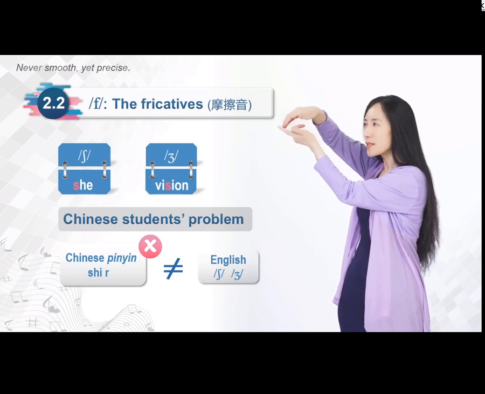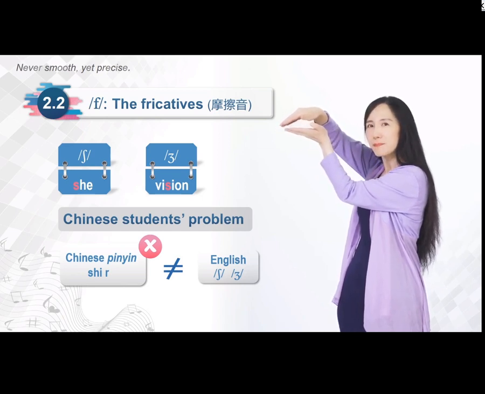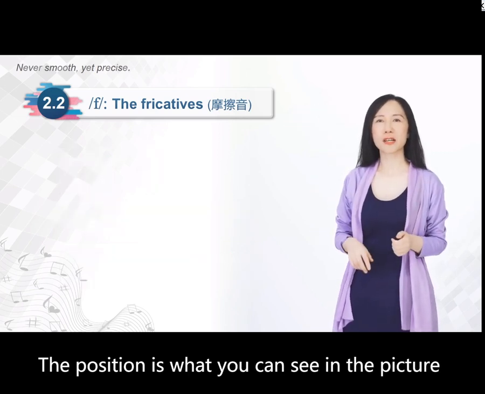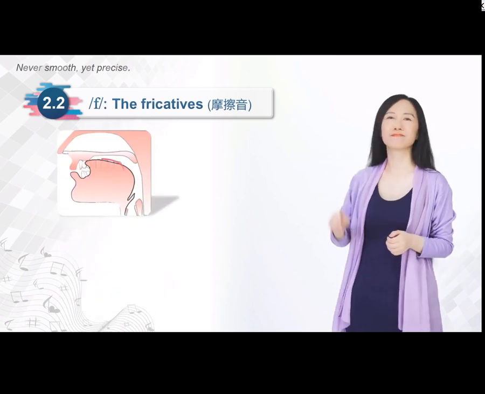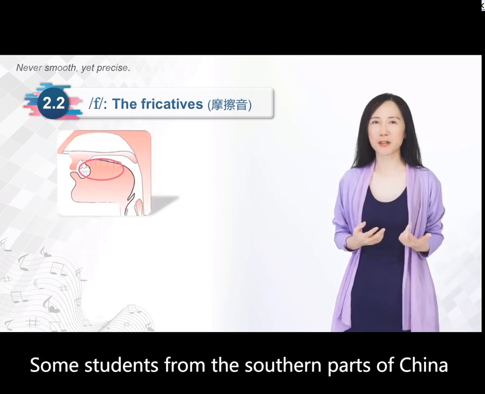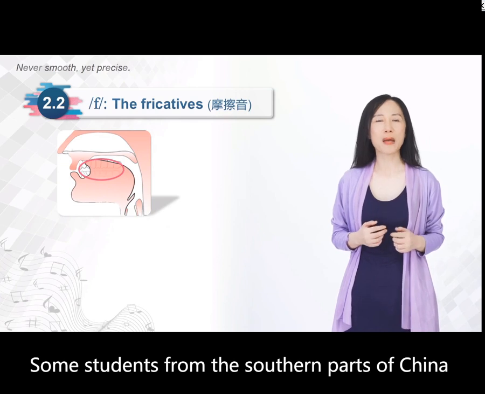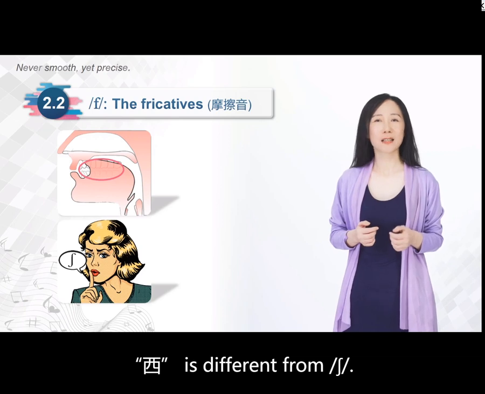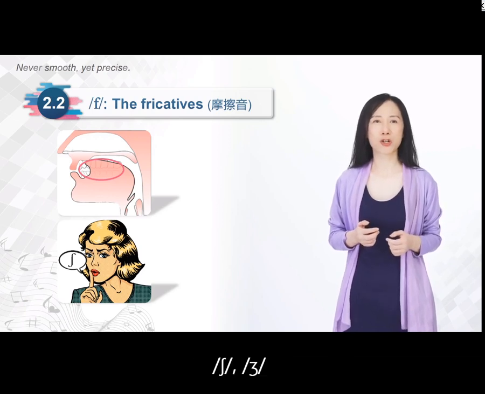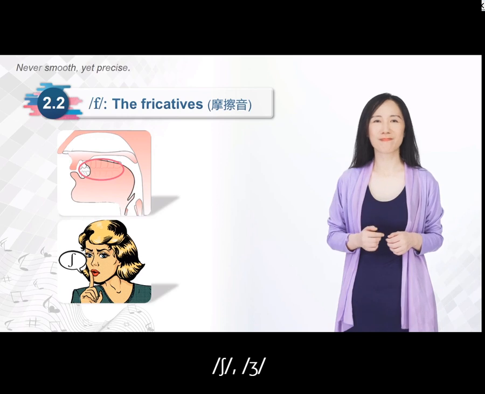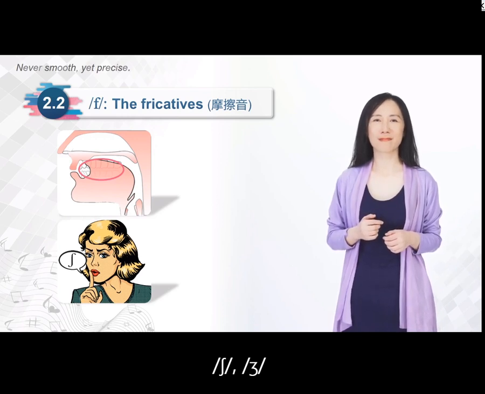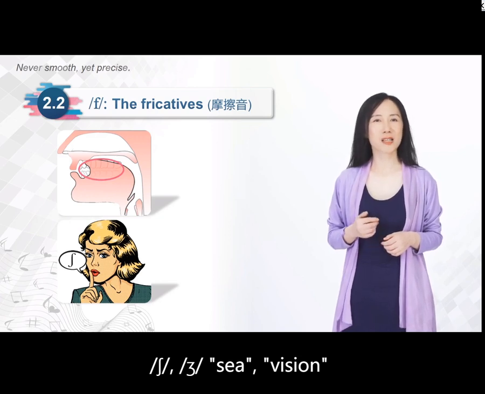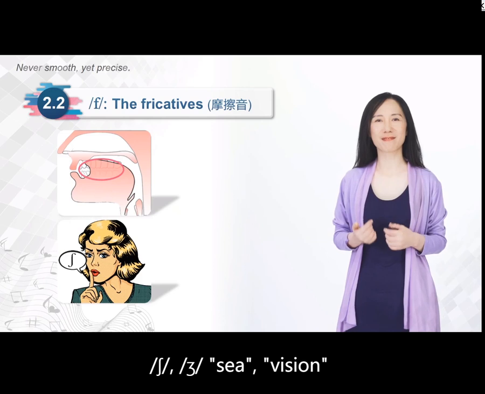This is your upper teeth. A little bit. 往前稍微伸一点。The position is what you can see in the picture. Some students from southern parts of China may mispronounce sh as xi. Xi. Xi is different from sh. Sh. Zh. Listen again. Sh. Zh. See. Vision.